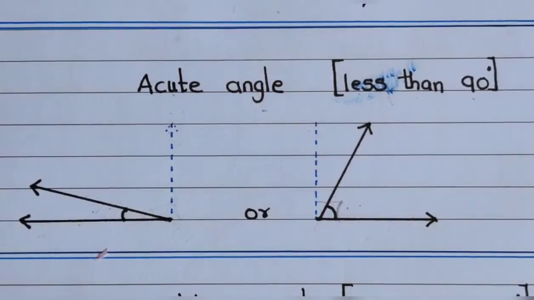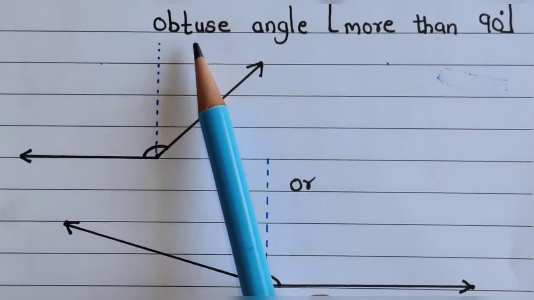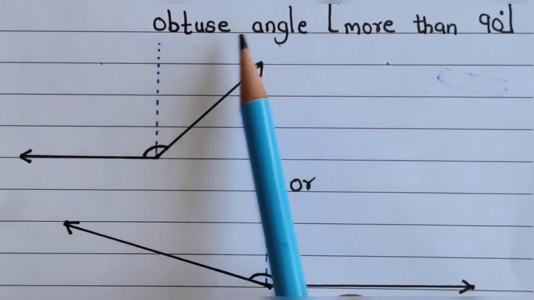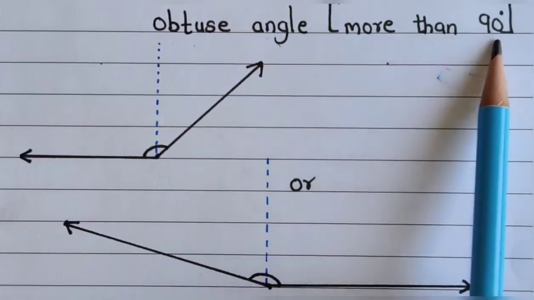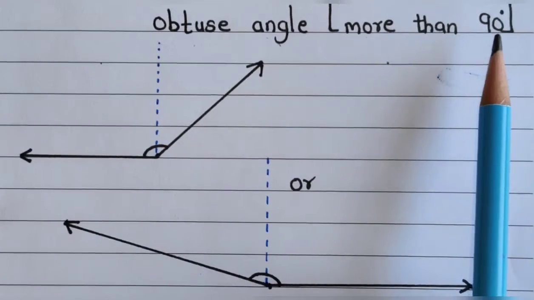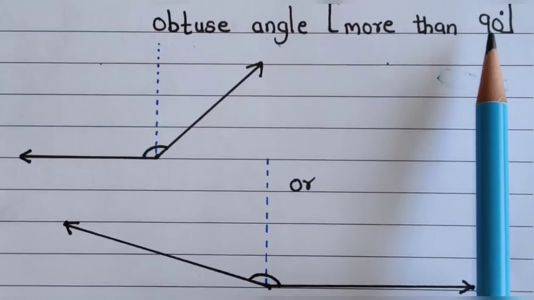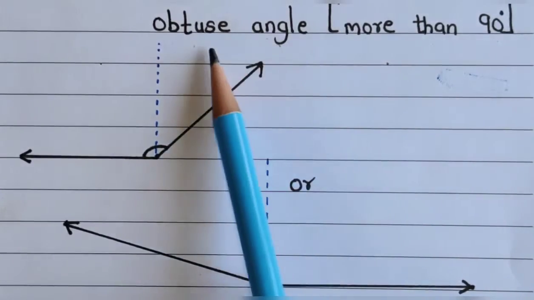Now let us see the next one. The next one is the obtuse angle. Now what are obtuse angles? The angles whose measures are more than 90, greater than the 90-degree angle, these kinds of angles are called obtuse angles.